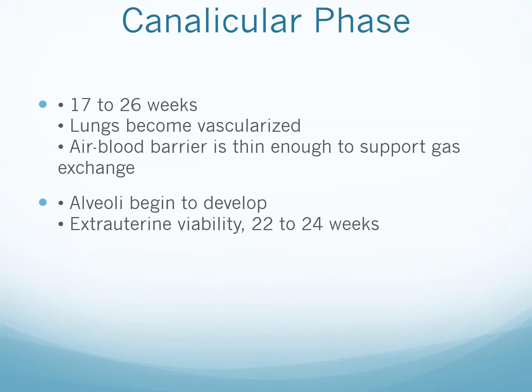The next phase is the canalicular phase. 17 to 26 weeks. Lungs become vascularized. Air-blood barrier is thin enough to support gas exchange. Alveoli begin to develop. Extrauterine viability 22 to 24 weeks.